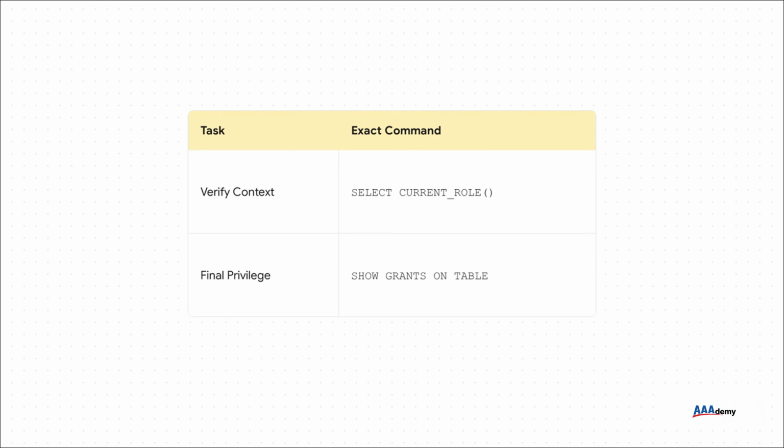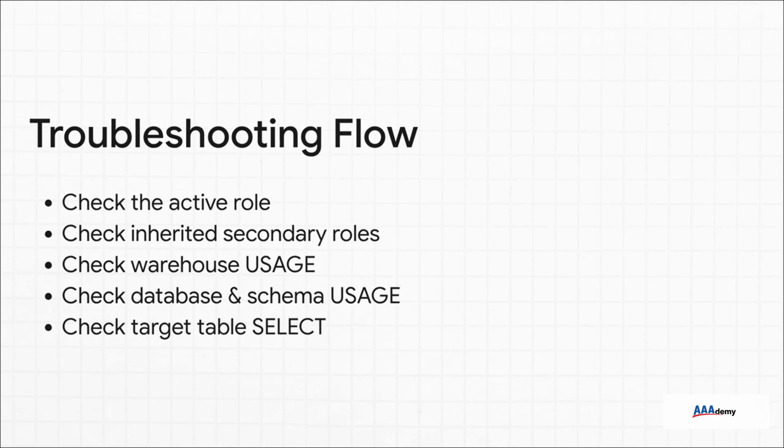Once you actually verify the role, then you use Show Grants on Table to review the final object privileges and see exactly what's missing. You absolutely must validate this execution sequence from the outside in. Don't jump straight to the table. Start at the top. Check the active role. Check the inherited secondary roles. Verify the warehouse usage. Move down to the database and schema usage. And then, finally, check the target table select.